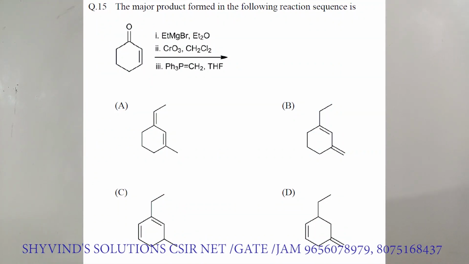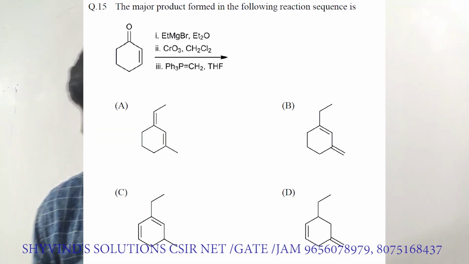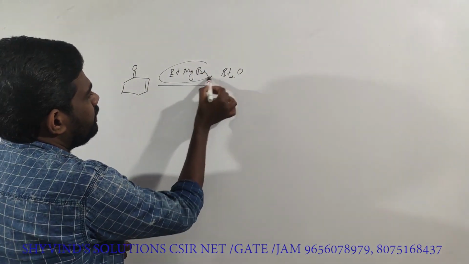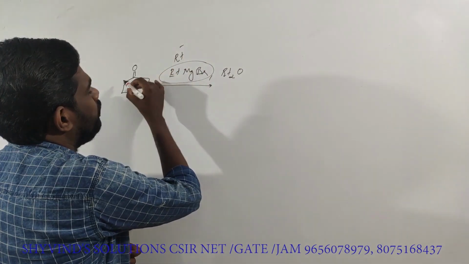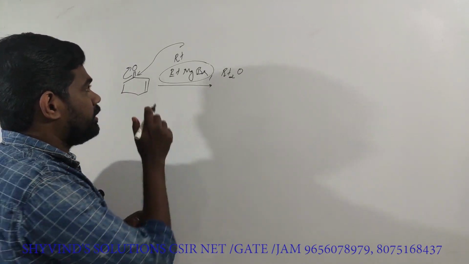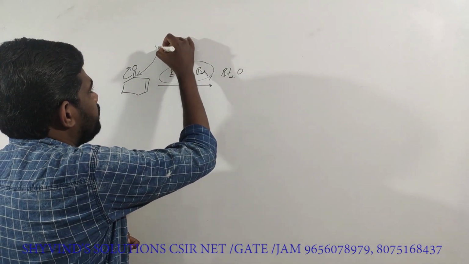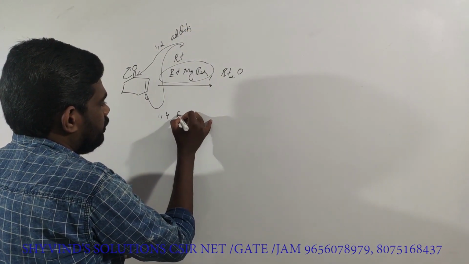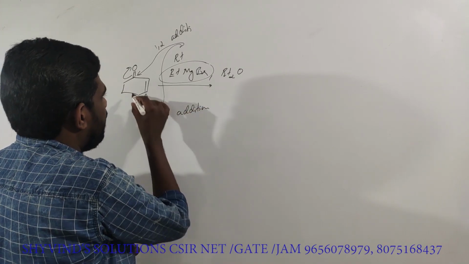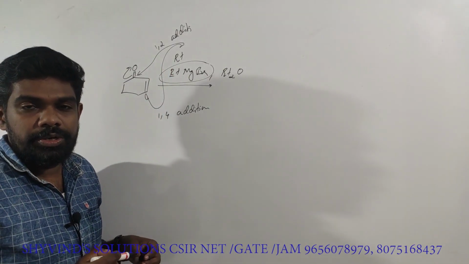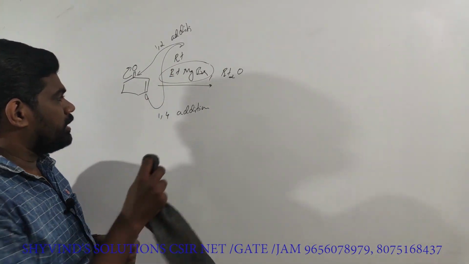Question number 15. The major product formed in the following reaction sequence is. This is the molecule given. So first, this is a Grignard reagent. We know Et minus is the nucleophile. It will undergo 1,2 addition. Mainly Grignard reagent undergoes 1,2 addition. We have two choices here. This is known as 1,2 addition. This is known as 1,4 addition. If you have an alpha beta unsaturated carbonyl group, we have two choices like this, but normally Grignard reagent undergoes 1,2 addition. So let's go for 1,2 addition.